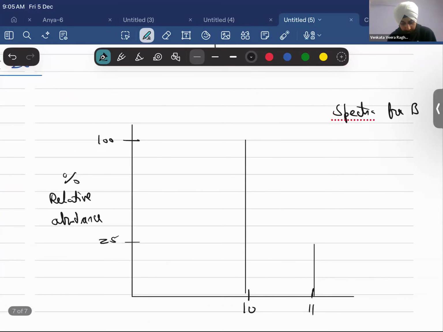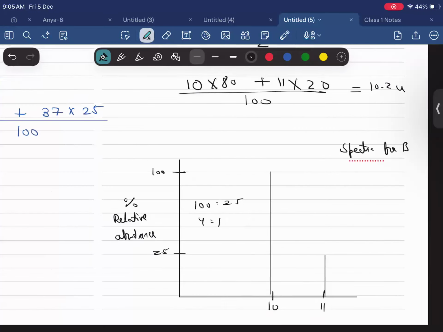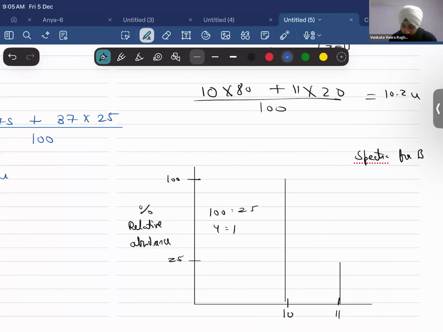So here also, in percentage relative abundance, I am taking the isotope present in the maximum amount as 100. So 100 is to 25. The ratio remains the same, 4 is to 1. Do you agree with me? Yes? Okay. So now, sir, how to find out the average atomic weight from here?